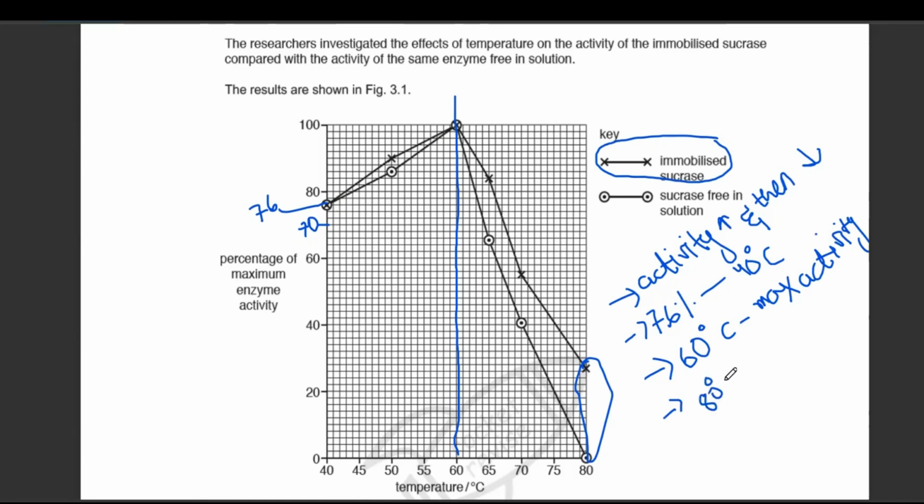Can you please check my answer in chat? All right, just give me a minute. Sucrase free became denatured.